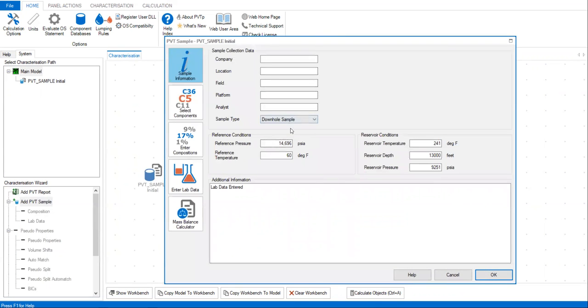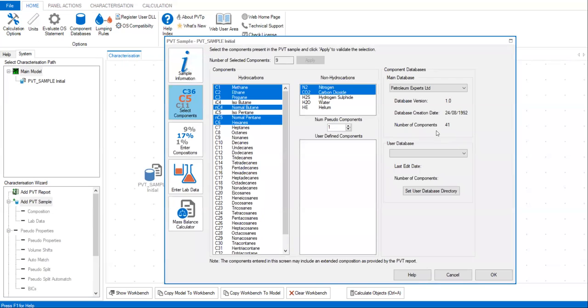So sample type, it's downhole sample, reference conditions 1 atmosphere with reference temperature of 60 degrees Fahrenheit. And this is the reservoir conditions. You populate this cell with data, reservoir temperature 241 Fahrenheit. It's deep reservoir with reservoir depth of 13,000 feet. And this is the reservoir pressure, quite high and quite hot.